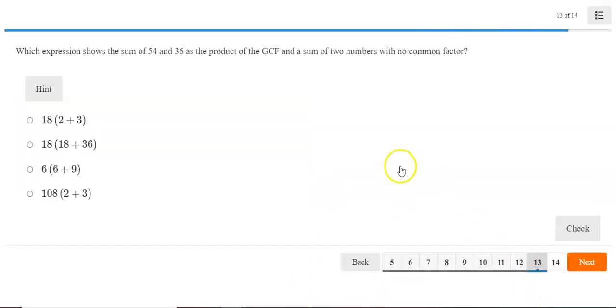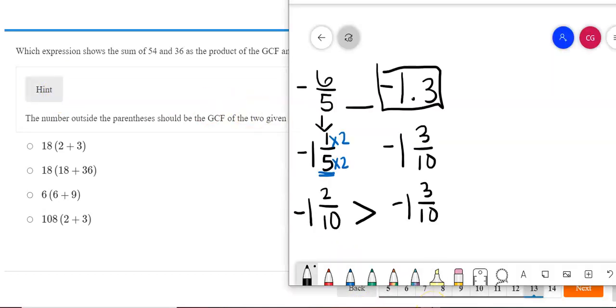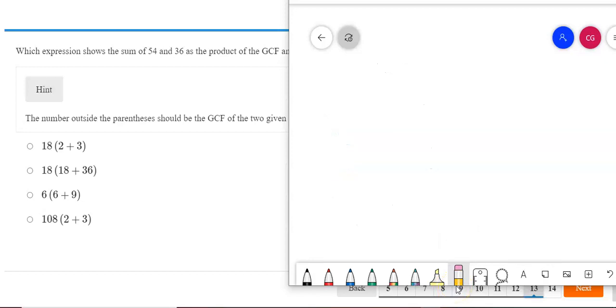Number 13. Which expression shows the sum of 54 and 36 as a product of the GCF and a sum of two numbers with no common factor? So the numbers inside the parentheses should have no common factors, and the number outside the parentheses should be the GCF of the two numbers. So we have to ask ourselves, what numbers can go into both 54 and 36? Or you can do tic-tac-toe, which is what I am going to do.